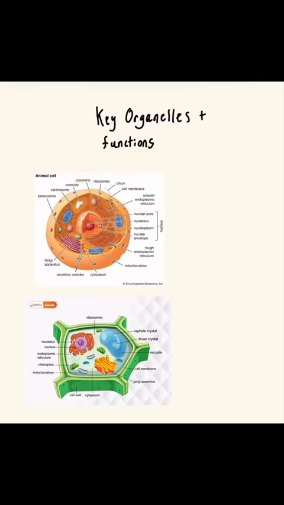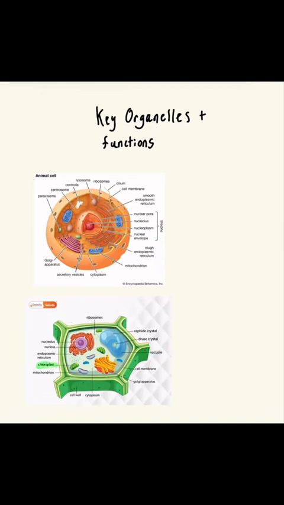Now if we look down here at the vacuole, now vacuoles are in both animal and plant cells. This diagram doesn't actually show it in the animal cell, but within plant cells the vacuole is a lot bigger, okay? And its function in the plant cell and animal cells is to store water, nutrients and waste. So it's a storage thing for water, nutrients and waste.